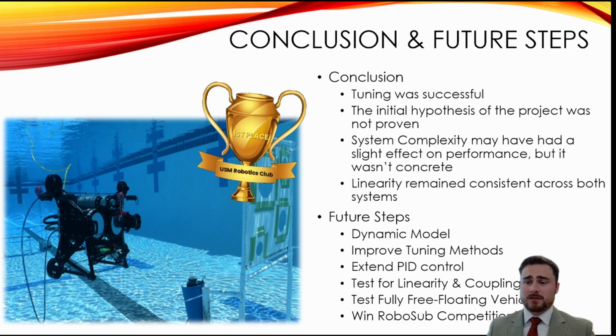For future steps, I would recommend creating a dynamic model that could capture all the system parameters to predict system behavior, and then improve the tuning methods like auto tuning or adaptive tuning that would be more consistent and efficient than manual tuning. These would also need to make use of the dynamic model that would need to be developed first. Finally, you could extend the PID control to work for all 6 degrees of freedom, but continue testing for linearity as you extend control.